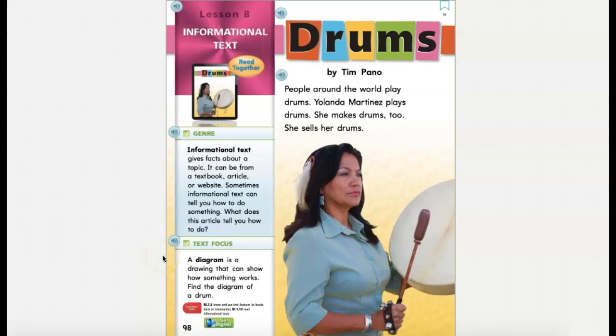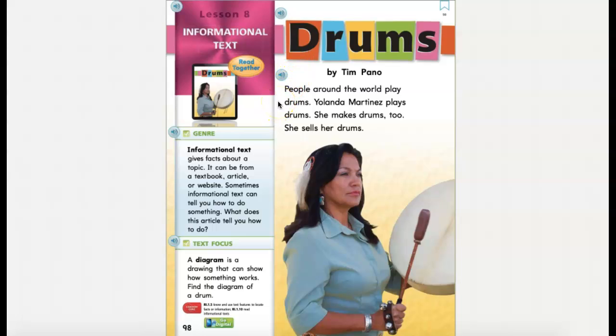Our text focus during this story will be a diagram. A diagram is a drawing that can show how something works. So in our story, we will look to find the diagram of a drum. So let's get started reading our story Drums by Tim Pano.